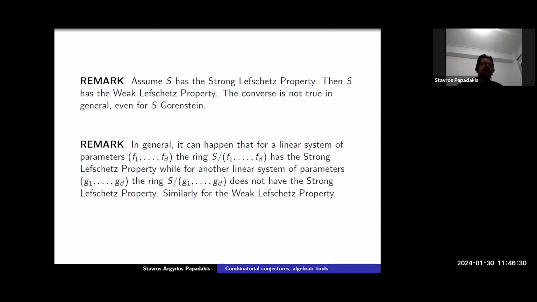It is clear from the definitions that if S has the strong Lefschetz property, then necessarily S has the weak Lefschetz property. And the converse is not true in general, even for Gorenstein S.